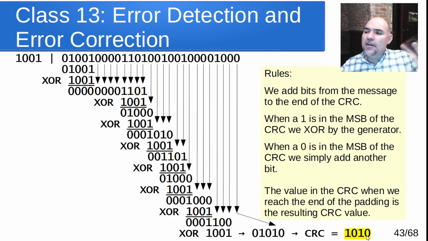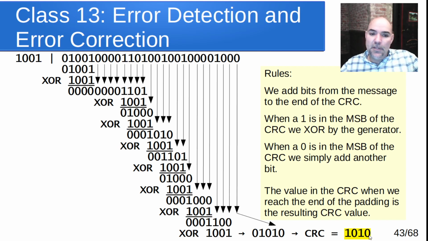Now there are some variations on this algorithm that we showed here. In other words, rather than starting with all zeros, there are some of these that start with the inversion of the CRC generator when it starts, and then there's some that at the end, when we get to the padding bits, they'll do one more XOR at the end. But really the process is the same.